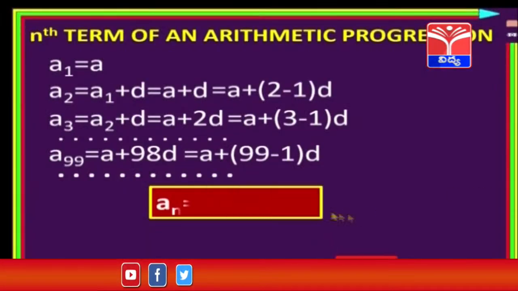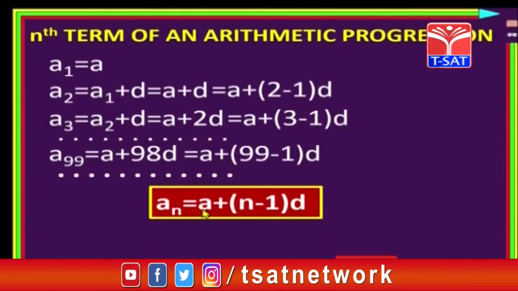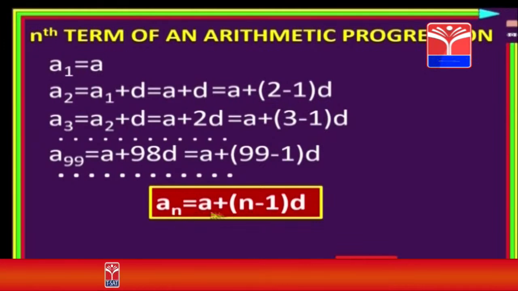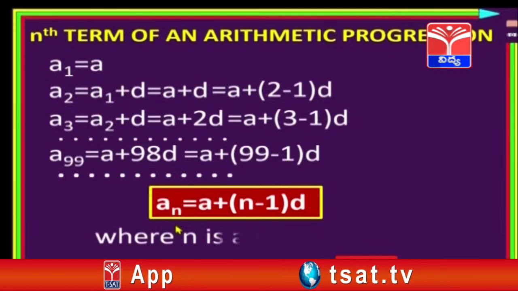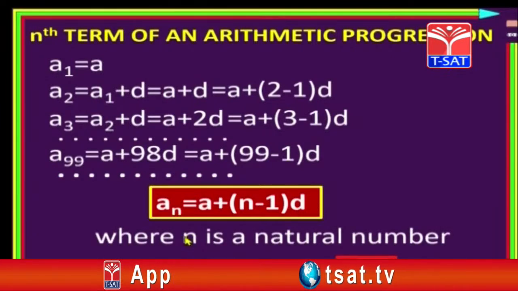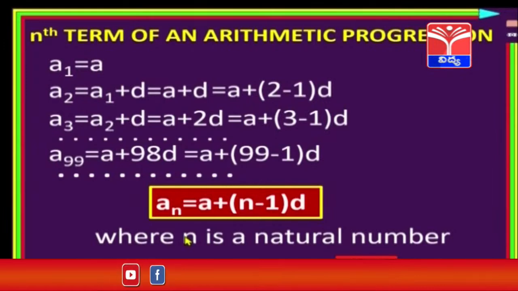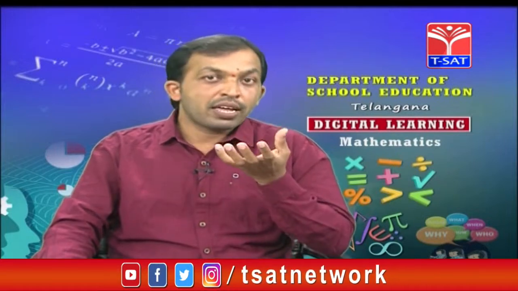Now can you guess what is the nth term of an AP? Simple. That is an is equal to a plus n minus 1 into d. Here we have n, so we have to reduce one number. So an is equal to a plus n minus 1 into d. Remember, this n is a natural number. So n should be 1, 2, 3, 4. Why? These are counting numbers: first term, second term, third term, fourth term. We cannot say minus 1 term, minus 2 term like that. That's why n should be a natural number, remember it.